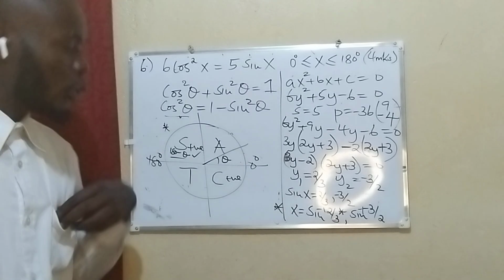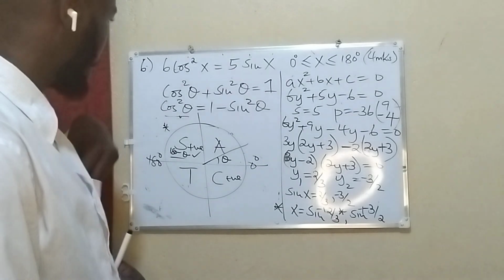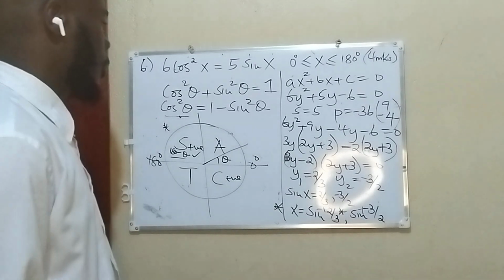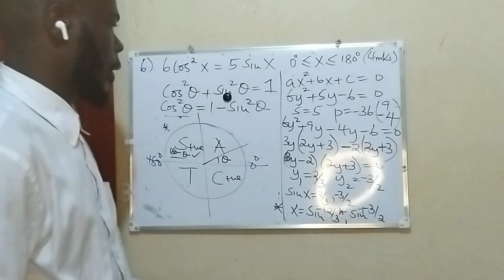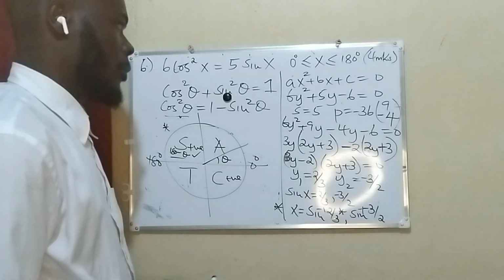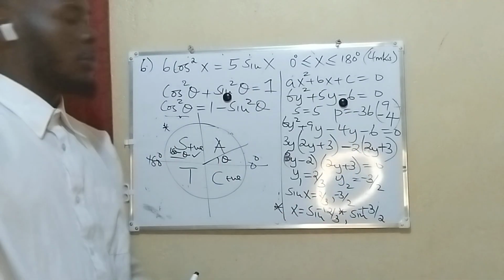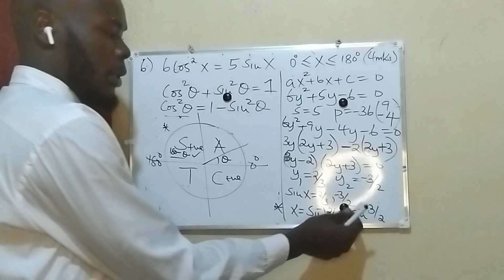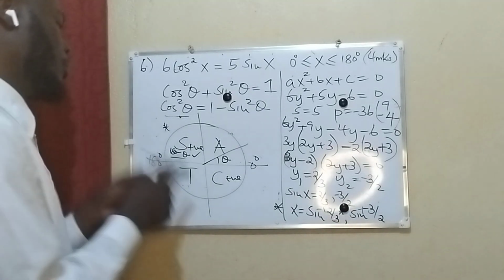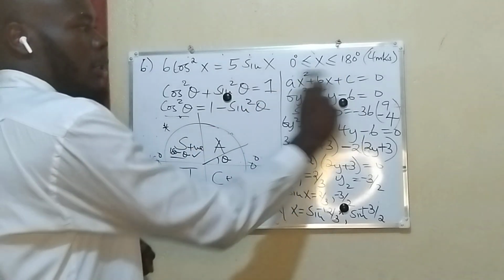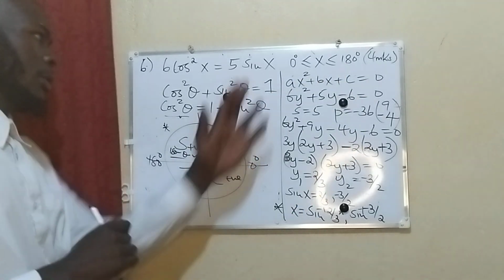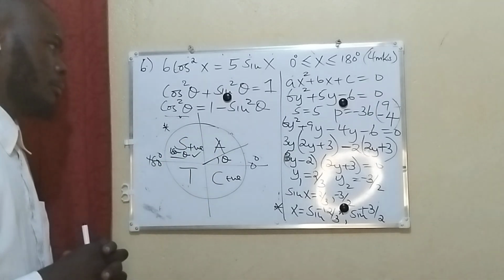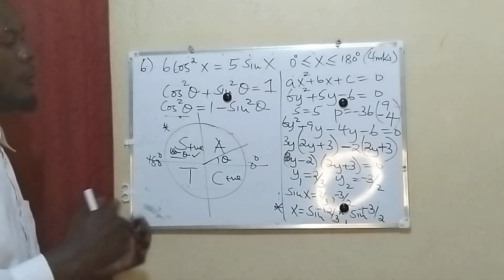So up to there, you have 4 marks. The first mark was for simplifying and applying this formula. The second mark was for solving the quadratic equation completely and finding the values here. Then the last mark was for identifying the angles between 0 and 180, in the first and the second quadrant where sine is positive. So up to there you have 4 marks.